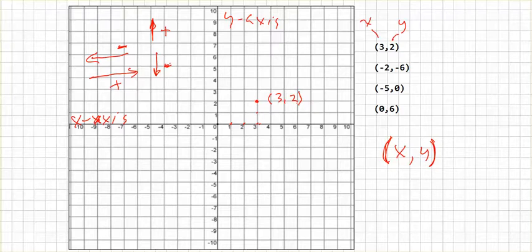That will be 3, 2. In the next one, -2, -6, we move to the left 2. So we start from the origin. We move 1, 2 to the left because we're dealing with negative numbers. And then we move down 6. So 1, 2, 3, 4, 5, 6.